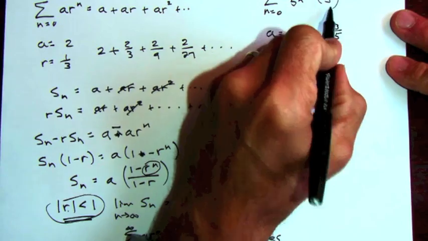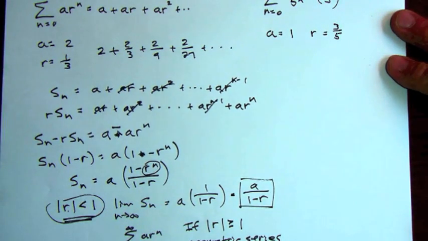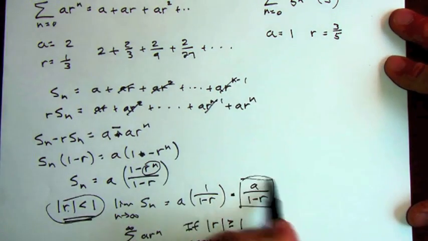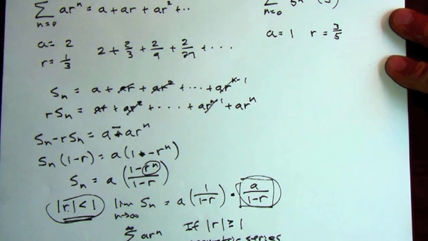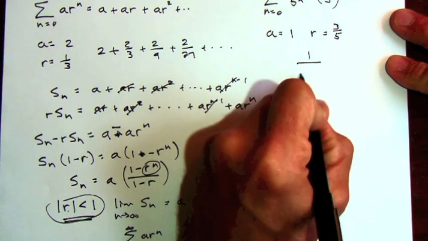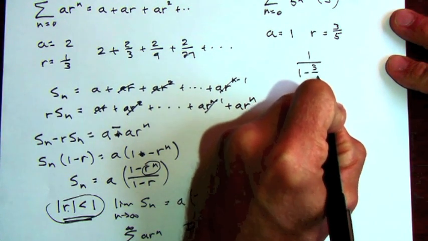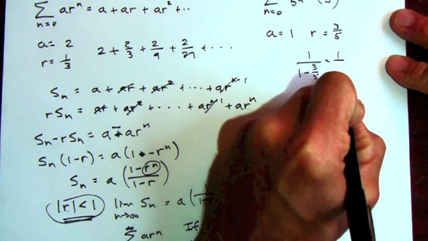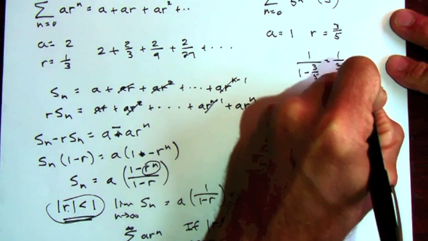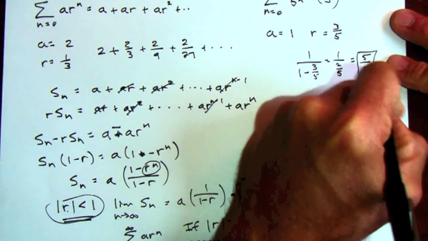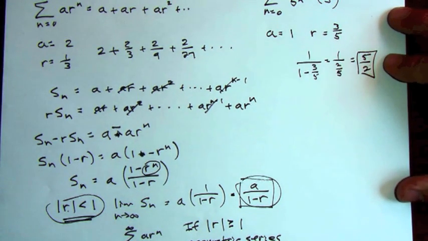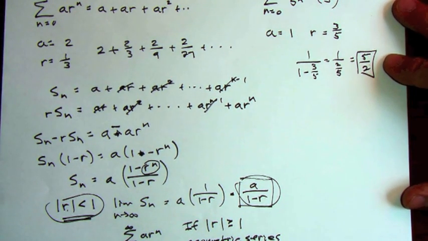So first, because r is 3/5, which is less than 1, we know this is going to converge. And it's going to converge to a over 1 minus r. So that's 1 over 1 minus 3/5. That's 1 over 2/5, which is equal to 5/2. So it's a very convenient way. If we have a geometric series, it's pretty straightforward to determine if it converges and what it might converge to.